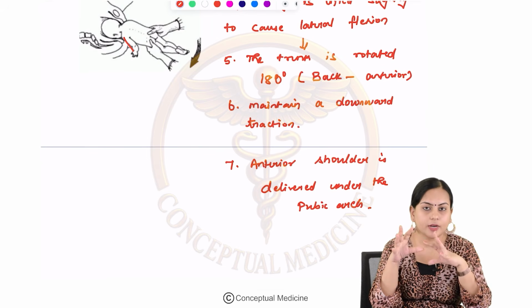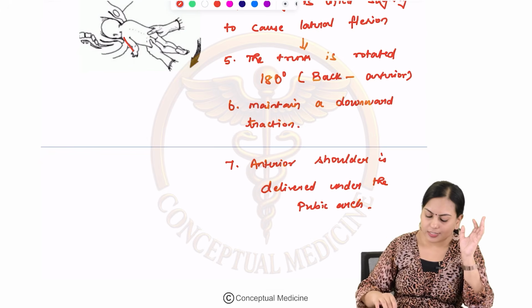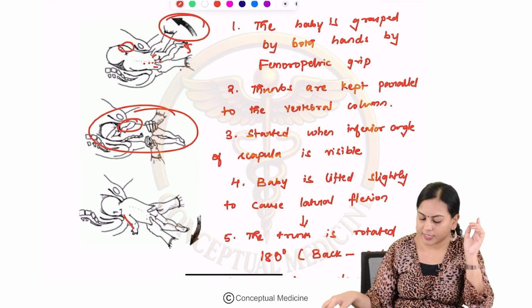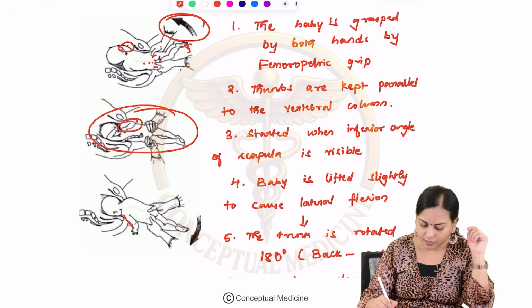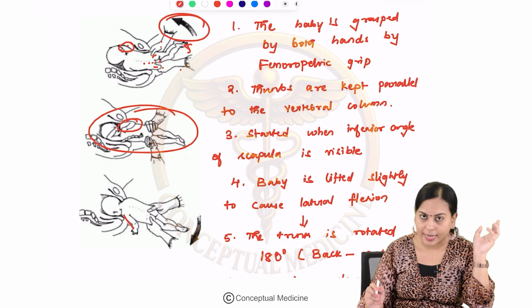So this is Lovset's maneuver that is performed for extended arms. This is a widely practiced method, and what we are going to do is, when there is an extended arm of the fetus like this, we'll be holding the baby by a femoropelvic grip with the thumbs parallel to the vertebral column, and then the trunk is rotated. The baby is given a lateral flexion twist, and the trunk is rotated 180 degrees, so that we will be keeping the back anterior.